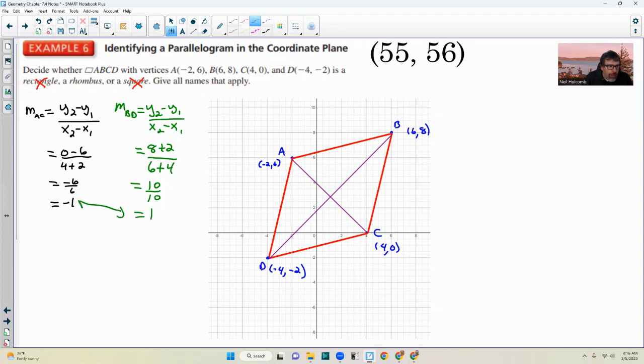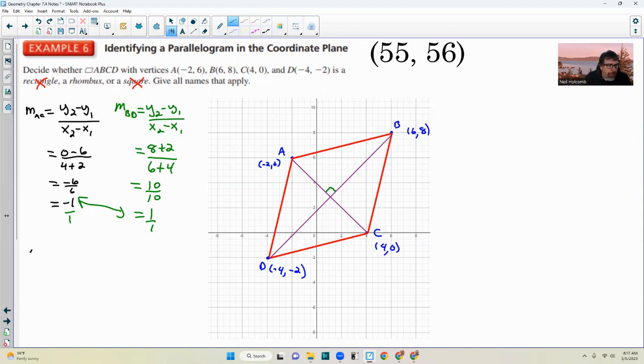So notice that these are negative reciprocals. Think of this as over 1 and think of that as over 1. They're flipped and their signs are opposite. So I have now shown that these two diagonals are perpendicular. Okay, now I want to see if their lengths are the same or not. If their lengths are different, then we know it is a rhombus. Obviously, it's clear in this photo, but it might be not so clear in other diagrams. So we still need to check.